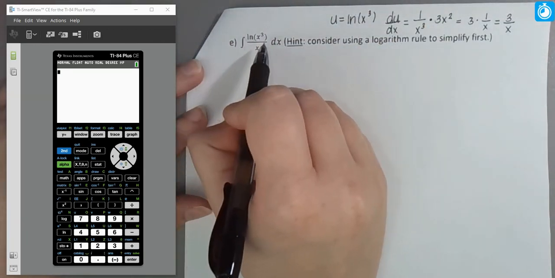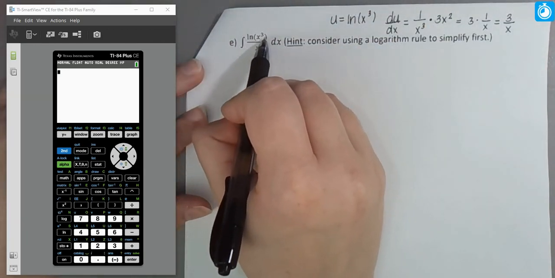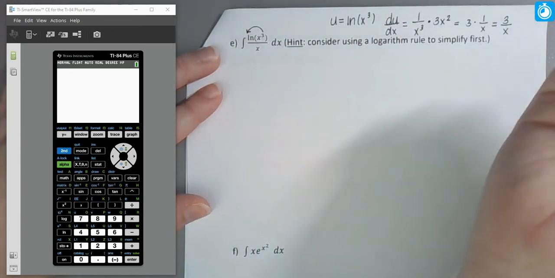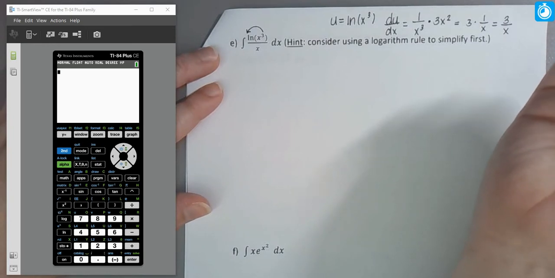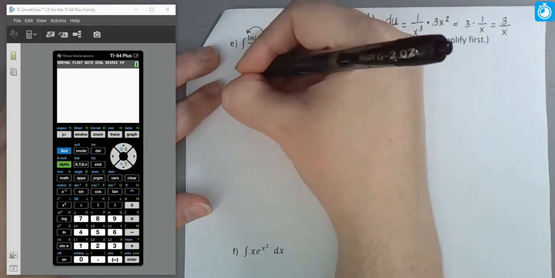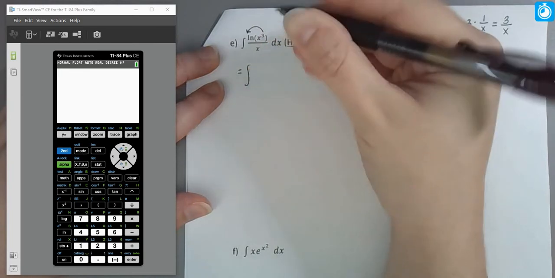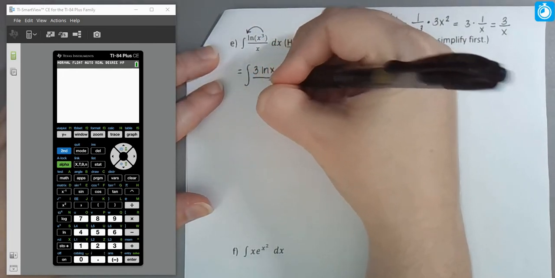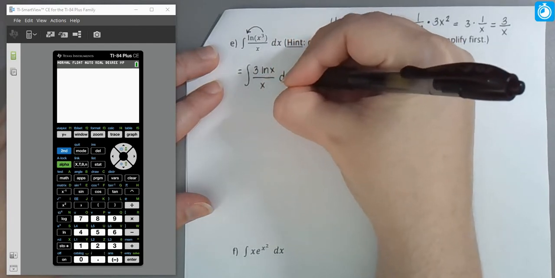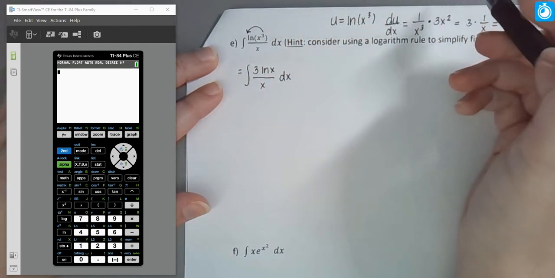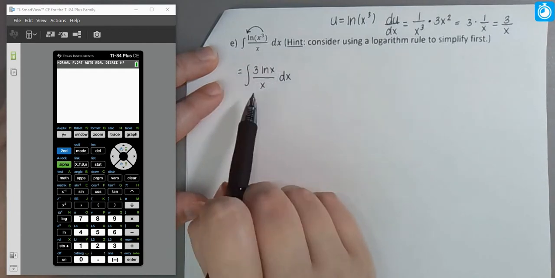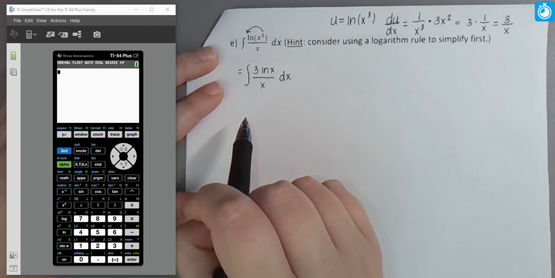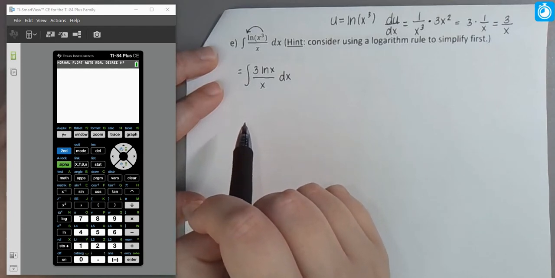Well, one of the rules for logarithms says that if we have an exponent inside of a logarithm, we can actually pull it out front and it becomes a factor, a coefficient for that logarithm. So another way of writing this problem would be 3 times the natural log of x over x integrated with respect to x. The benefit of using that logarithm rule is we take something that looks like a nested function and turn it into something that very much is not a nested function.